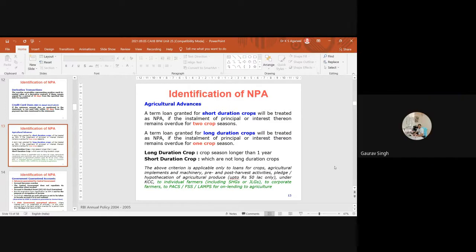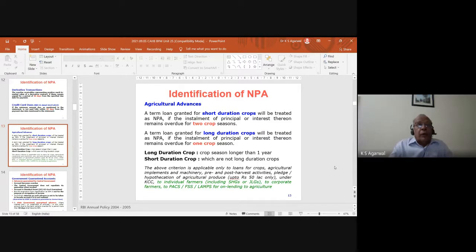So the 90 days is from the due date. The due date is only one. In any credit card bill, the due date is only one. You have got two options: either you pay the minimum amount due, or you pay the total amount due. If you pay the total amount due, everything is over, no problem. If you pay the minimum amount due, then even then certain charges are leviable. But in that case, this account will not become NPA.